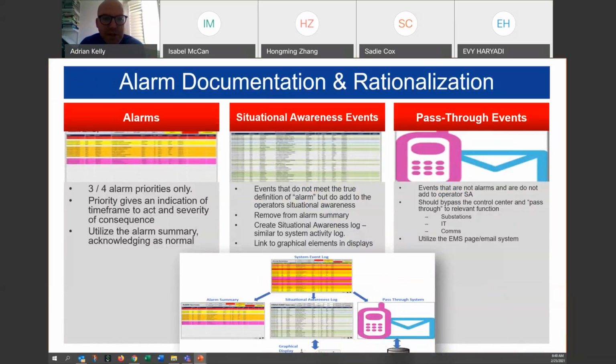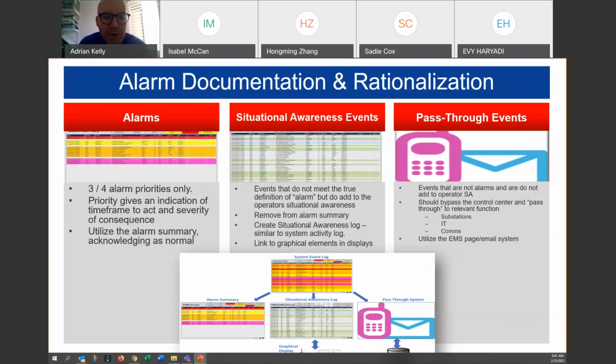You can break down your alarm system into alarms, situation awareness events, and pass-through events, which we have here. EPRI have developed this over many years. Alarms are only actionable information. Situation awareness events are things that aren't actionable but are useful to the operator's situation awareness. And pass-through events are things that don't need to be in the control center. They can be moved to IT or asset management or protection or other functions within your company. They don't need to be disturbing your operator.